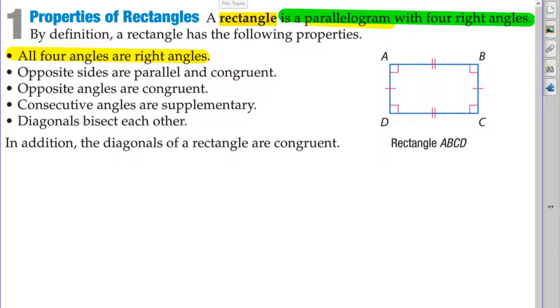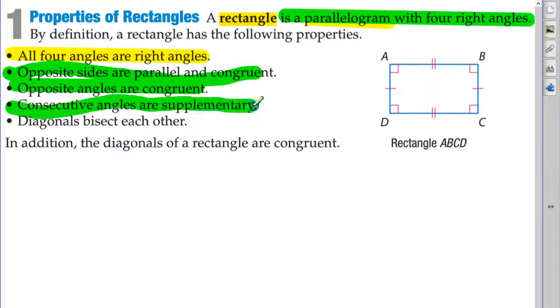You have opposite sides are parallel and congruent. That is by the parallelogram's definition. By properties, you have opposite angles are congruent, consecutive angles are supplementary, and the diagonals bisect each other. Those are those four properties. You also have the sense that if you have one diagonal, you have two congruent triangles as well. And then you have one new property for a rectangle, and that is that the diagonals are congruent.